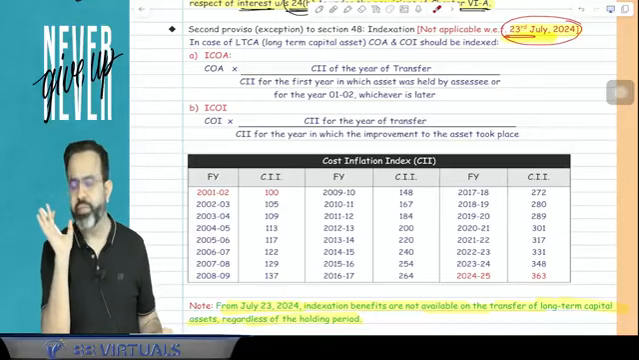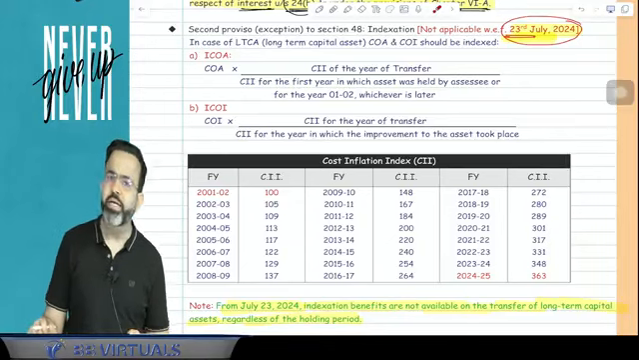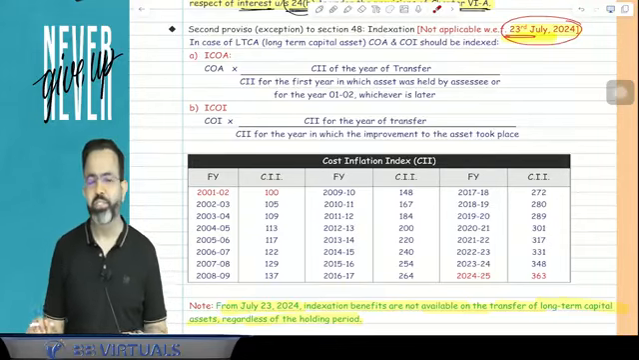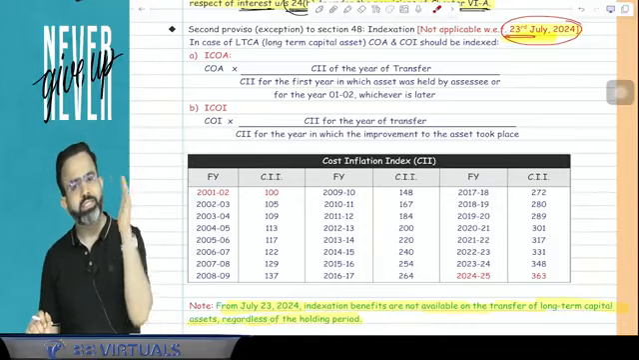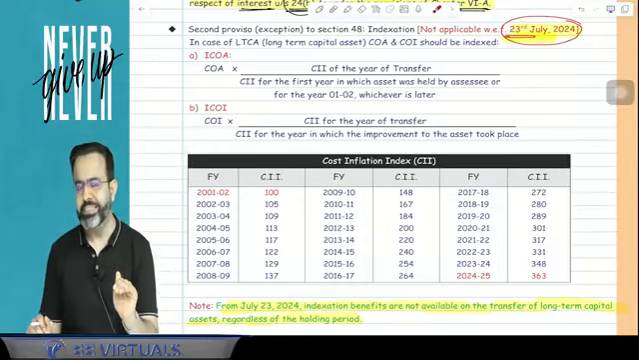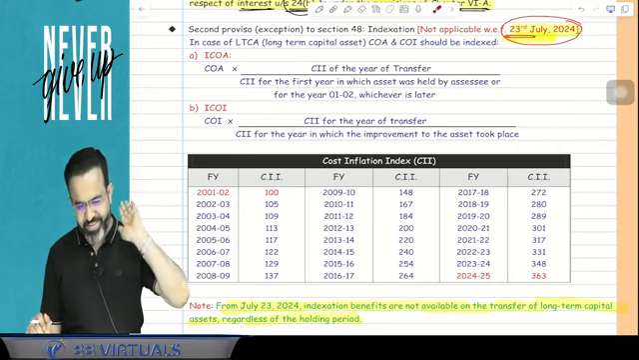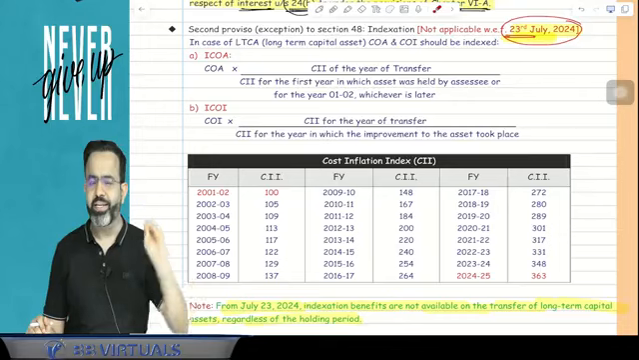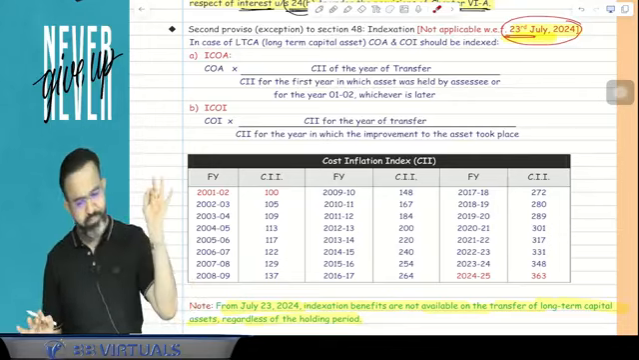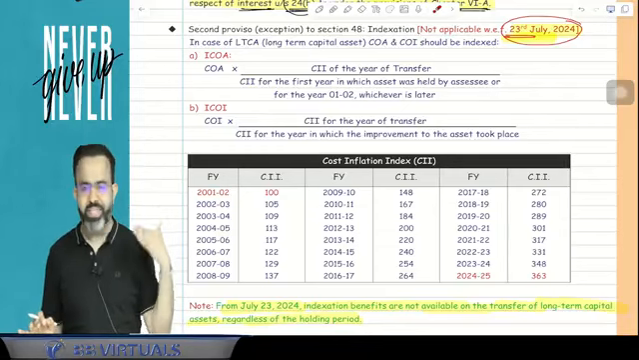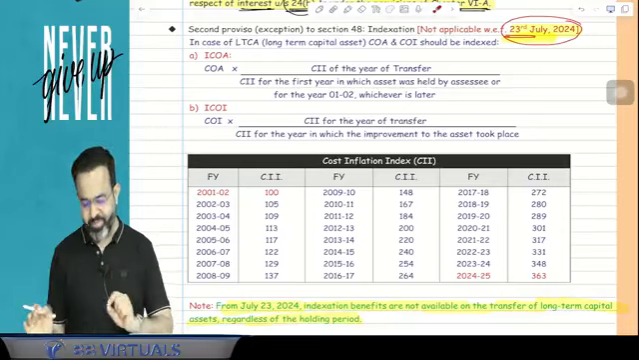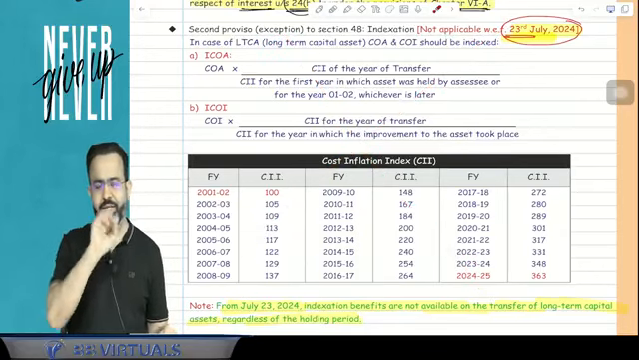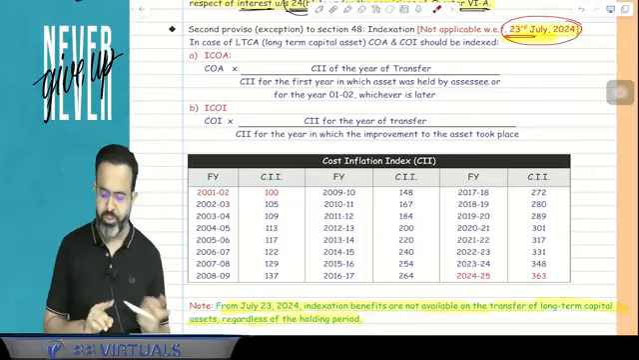then indexation is applicable. Now sir, we have heard that Nirmala Sitharaman ji has restored the indexation. So has Nirmala Sitharaman ji restored the indexation in the true sense? That we will discuss after the break. After the break, we will discuss whether Nirmala Sitharaman ji has really restored indexation in the case of immovable property or not. But as of now, indexation is not available.